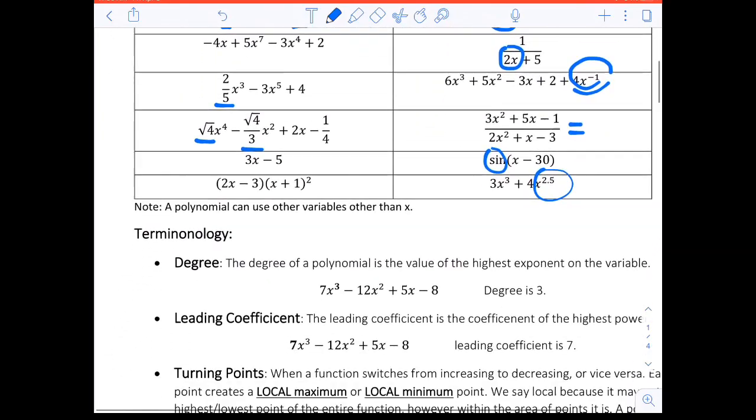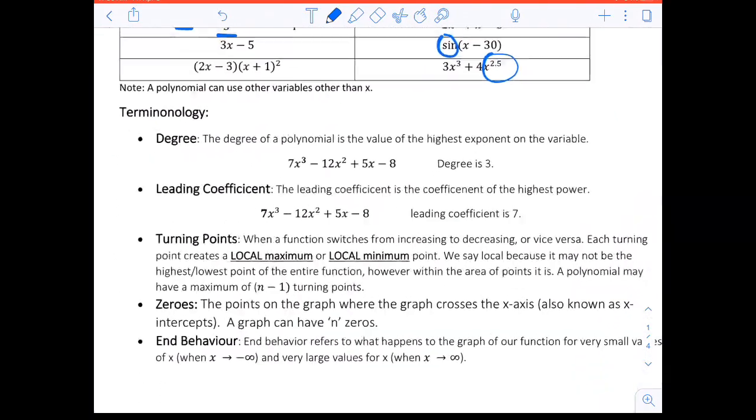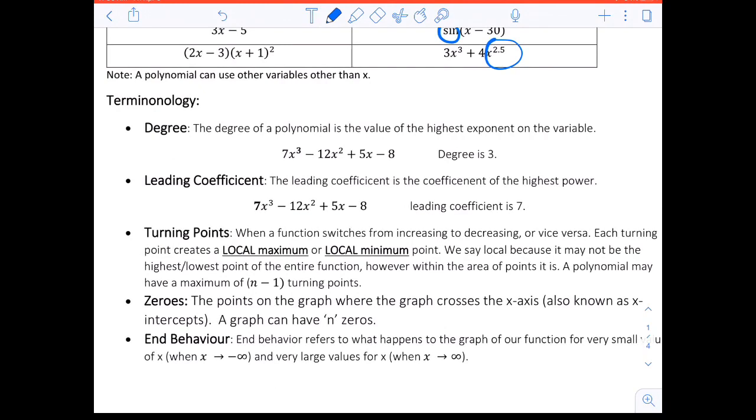As we continue through, we have some key terminology that's important in this section. First is degree. We talked about that back in grade 10 and grade 11. Basically, it's the biggest exponent that exists. If I look at all four terms here, I see that the term at the beginning has the biggest exponent. It's 3, so therefore the degree of this polynomial is 3.